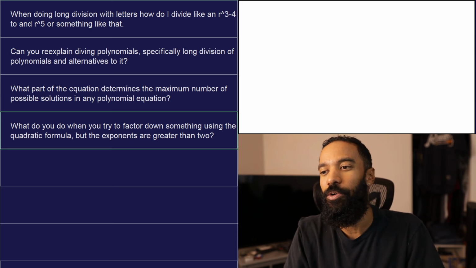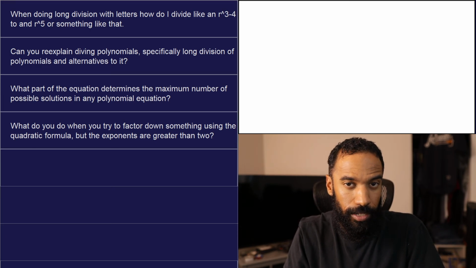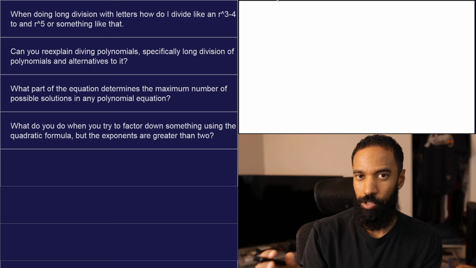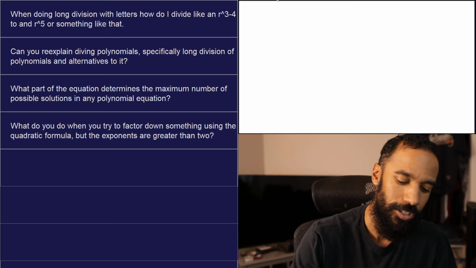You can only, if you factor your cubic into a quadratic, right? If you factor into a linear times a quadratic, and you want to use it on that quadratic to solve those two solutions, go ahead. But you can't do it otherwise.